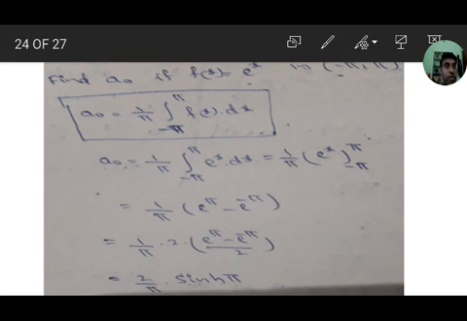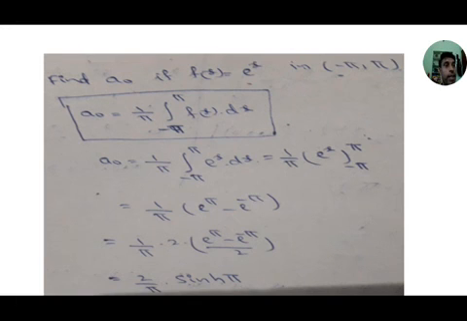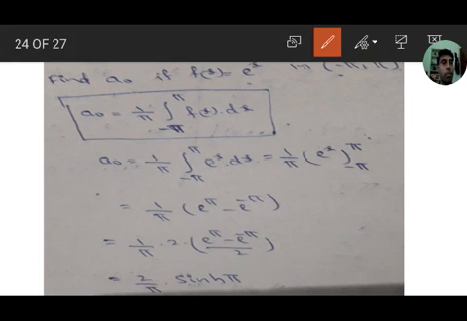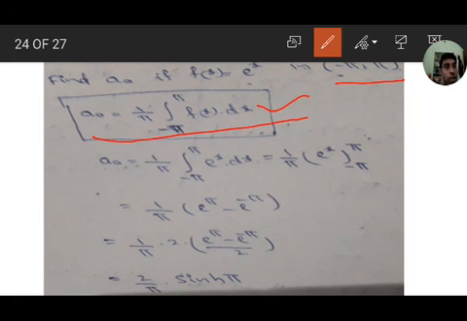Find a naught if f of x equal to e to the power of x in the interval minus pi to pi. The a naught formula here, minus pi to pi, so a naught equal to 1 by pi integration minus pi to pi f of x into dx. The f of x value is e to the power of x. Integration of e to the power of x is e to the power of x, with limits minus pi to pi. So upper limit: 1 by pi outside, e to the power of pi minus e to the power of minus pi. This is the answer.